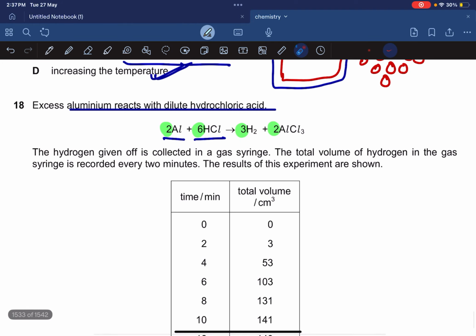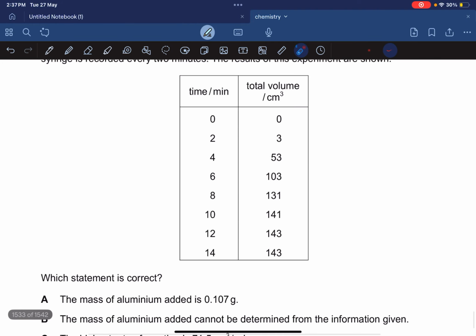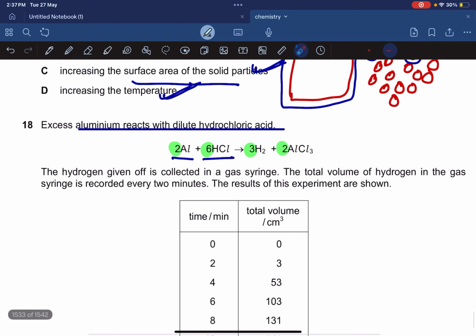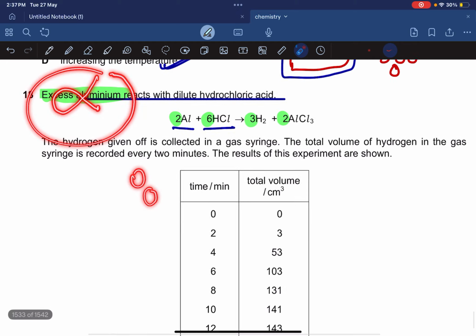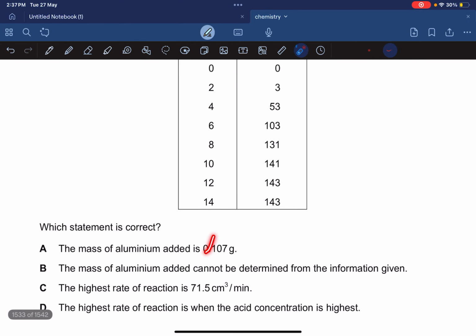Okay, let's see about it. How much volume of hydrogen do we have in total? We have a total of 143 cm cube of hydrogen, and aluminum is in excess. Always remember, you can never determine the amount of your excess reactant. Excess is something that we don't consider because it's an excess. There's a large amount, there's a lot of unreacted aluminum, so you cannot figure out the volume or the mass or anything of the excess reactant. So definitely not statement A.